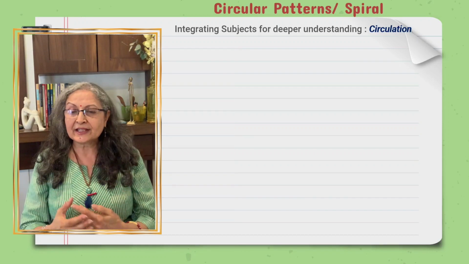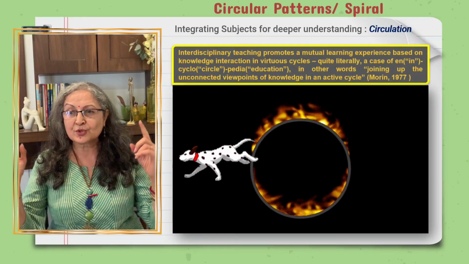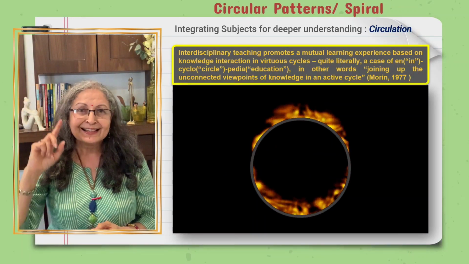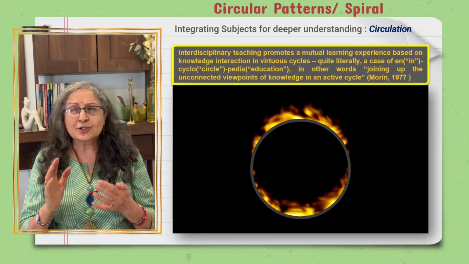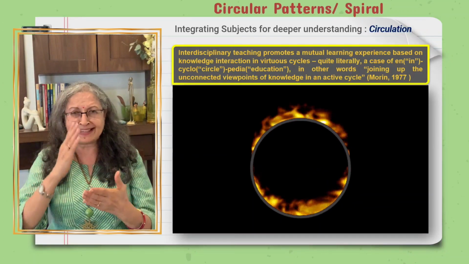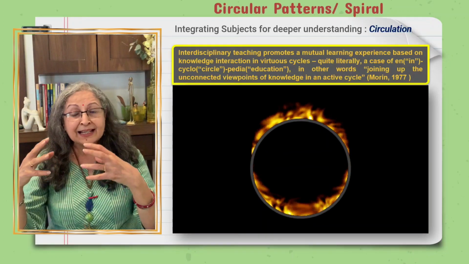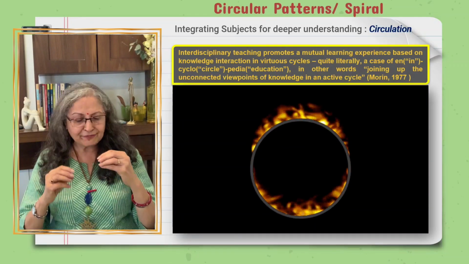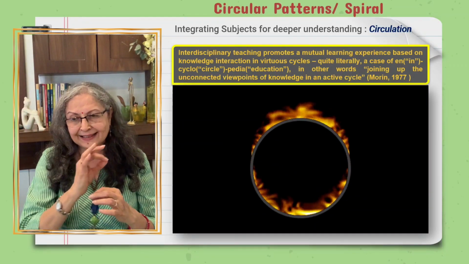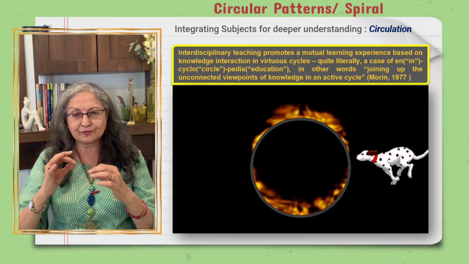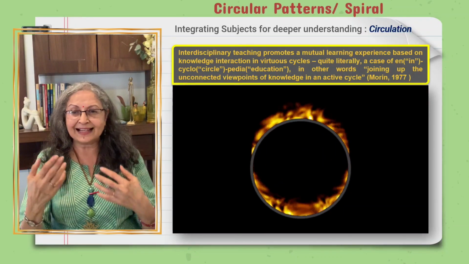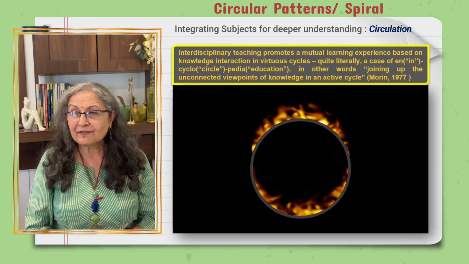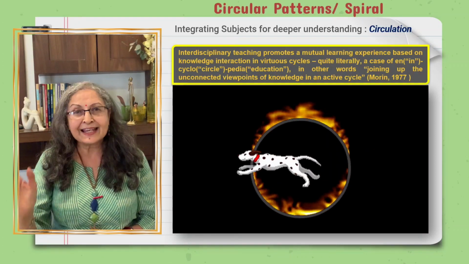So interdisciplinary teaching promotes a learning experience based on the interaction of knowledge of various cycles in a virtuous, upward cycle. Basically, encyclopedia: en meaning in, cyclo meaning in a cycle, pedia meaning education, particularly for children, like pediatrics for children. And therefore what it means is joining up the unconnected dots, unconnected points of view of knowledge together in an active cycle. And that's what Modern said in 1977. So today we're talking about where we can find circular patterns or spirals in all our subjects.